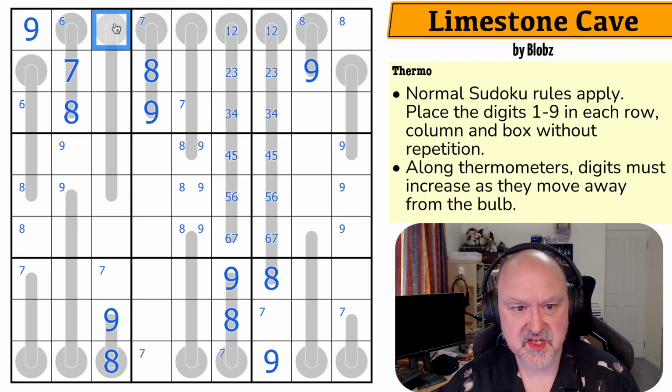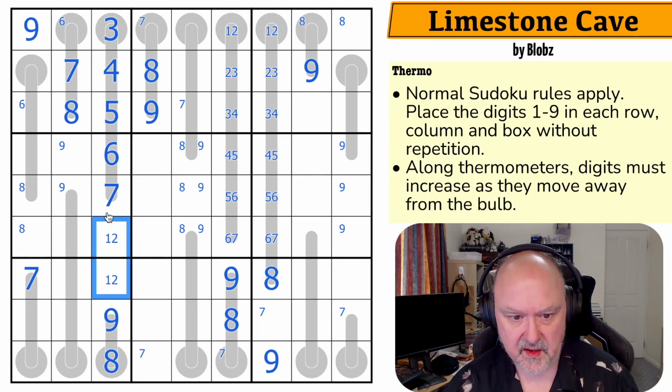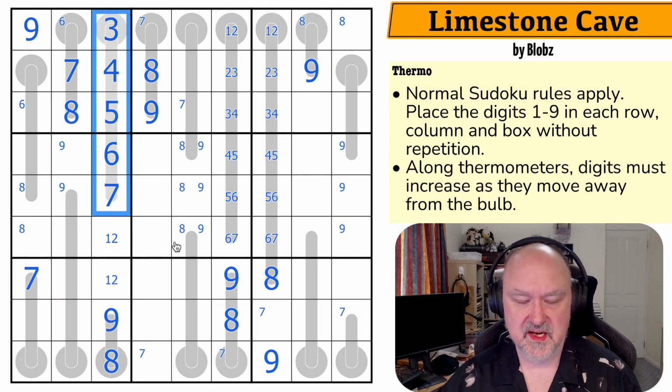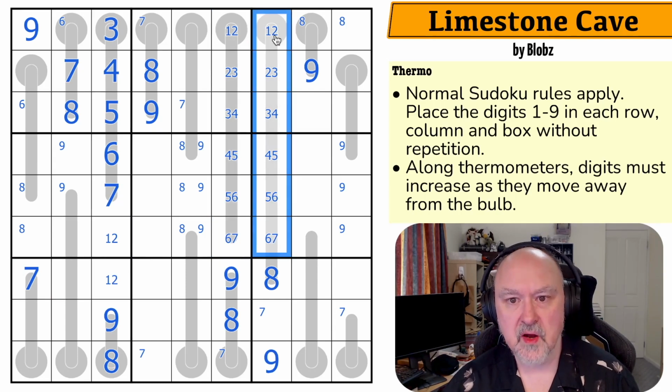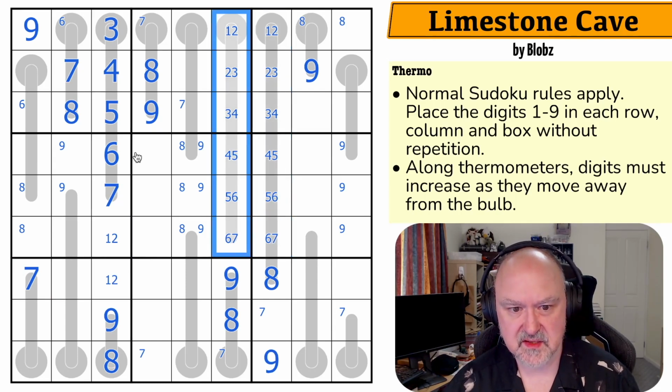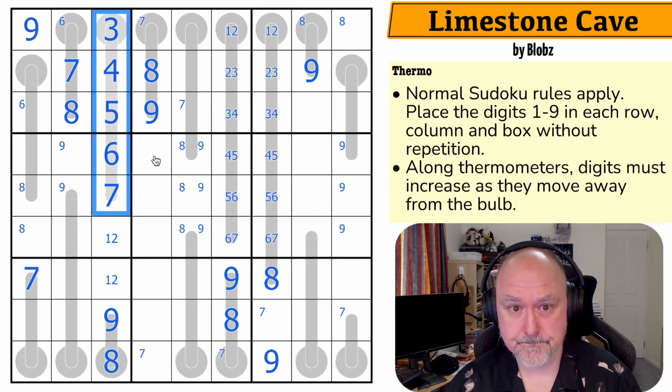But this digit here, the maximum here is 7, 6, 5, 4, 3. So this has to be a 3. Now this has to go up 4, 5, 6, and 7. This is not a 7, that's the 7, this is a 1, 2 pair. That was an important discovery. These two thermos being incredibly long, forcing each other to be those pairs. That's going to do a lot of work, I'm hoping.